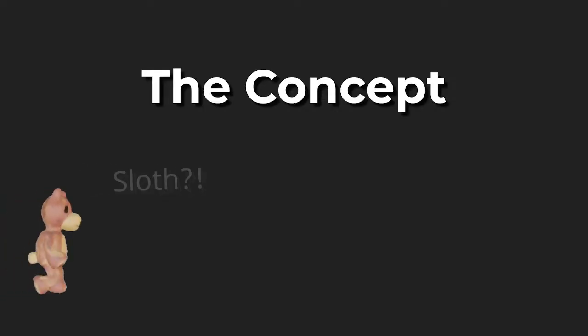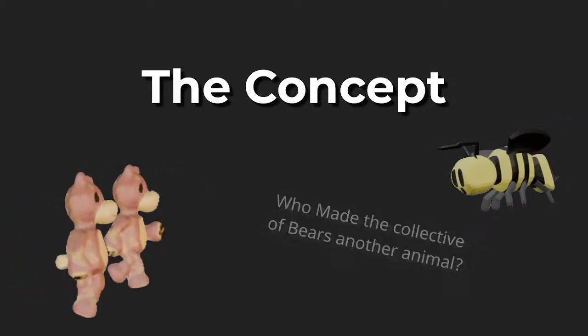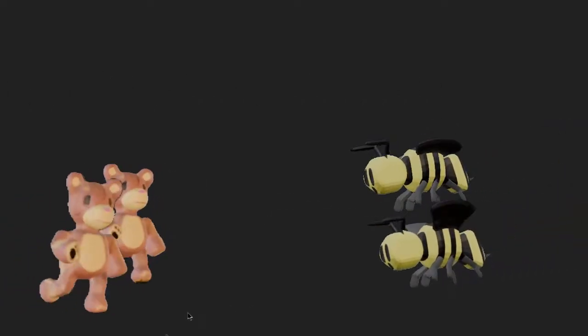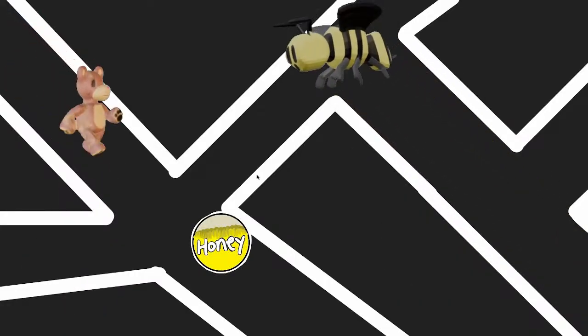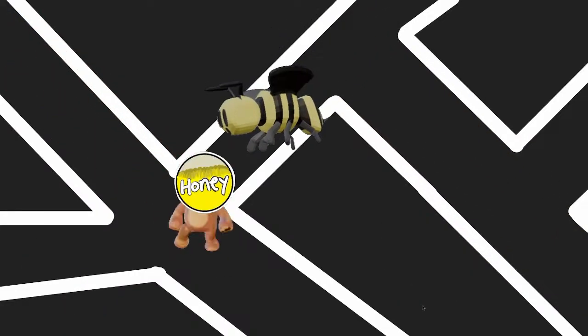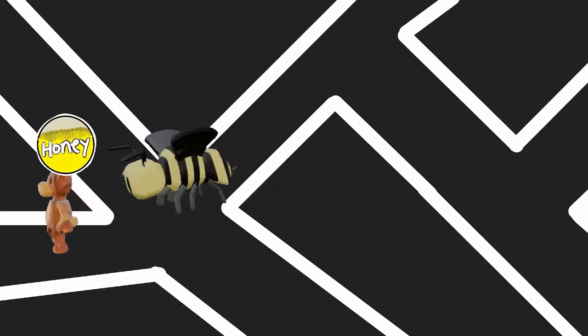The game is simple. A sloth of bears, yes, that's actually the plural, stealing honey from bees. You'll choose to either play as the honey-hungry bears or the bees trying to stop them. Bears have to navigate a maze-like hive, find honey, and escape, all while dodging the bees' abilities.